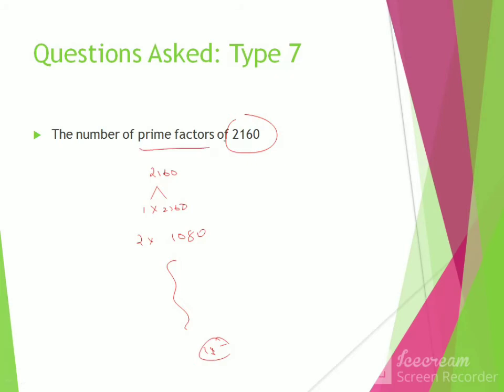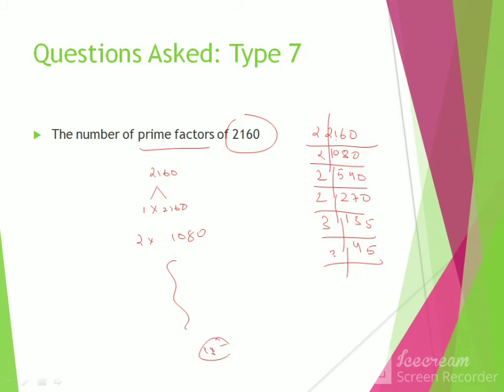The number of prime factors of 2160. 2 will divide 21 to give 10, then 1 we cannot divide, so 2 times 8 is 16 and 0. Again 2, 2 times 5 is 10, 2 times 4 is 8, 2 times 2 is 4, 2 times 1 is 2, 1. Then with the 3 table, 3 times 4 is 12, 1 will remain, 3 times 5 is 15, and 3 times 5 is 15.